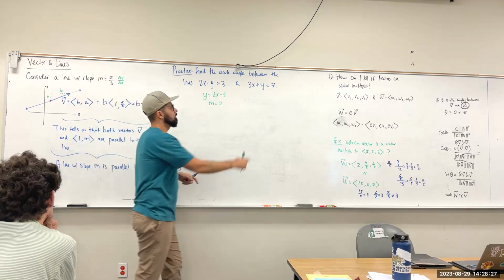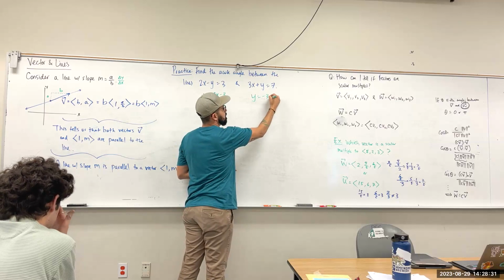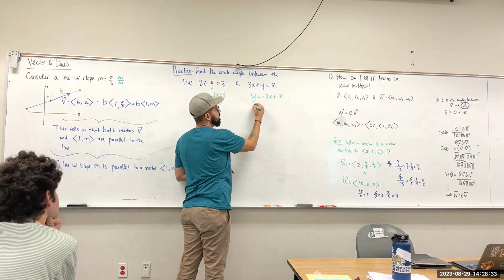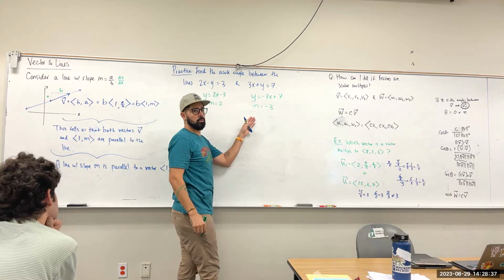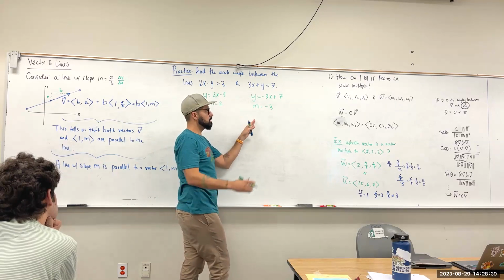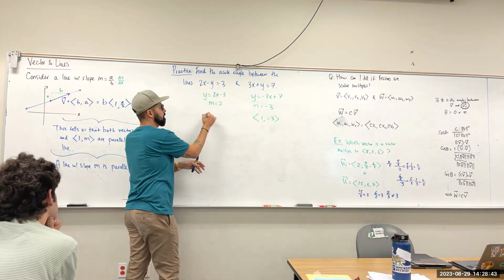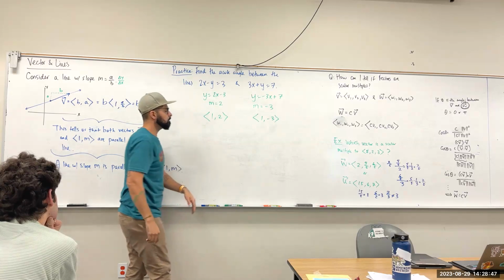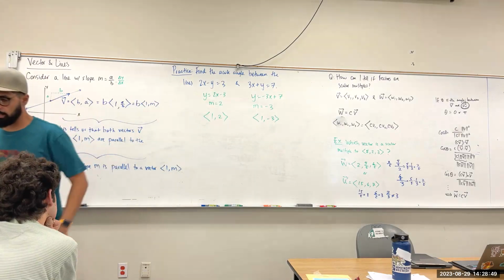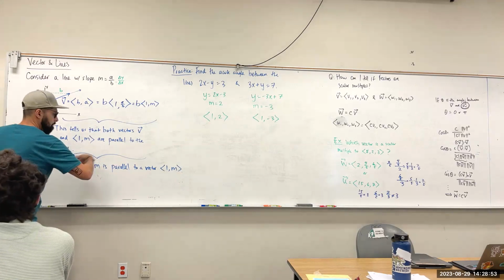Isolate y here, move the 3x. The slope is what? Negative 3. There exists a vector that's parallel to it with components 1 and negative 3. Correct. 1 and 2. Okay. Keep going. Just sharing that because some people are not connecting this.